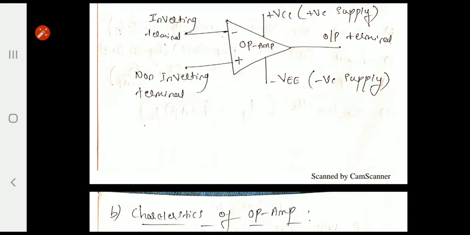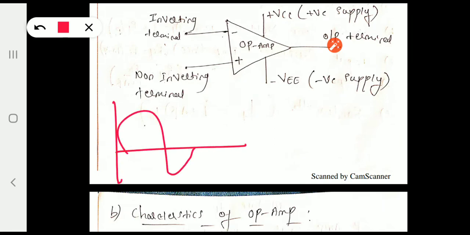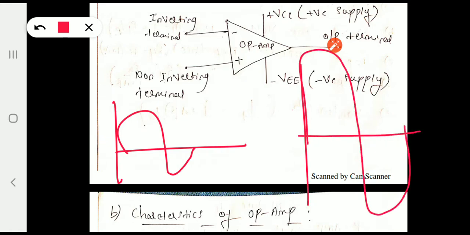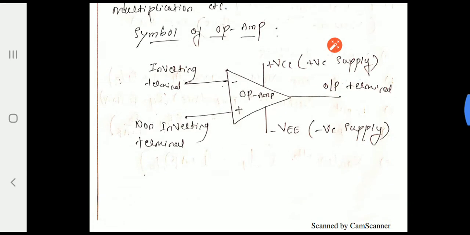Similarly for non-inverting, this should be provided with ground, Vin here, and we get the V0. The only change here is that the output with respect to input has no phase shift. If this is an input, we get the output only amplified, but the phase remains the same, hence it is non-inverting, meaning there is no inversion. So this is about the basic symbol. These two are dual power supplies to turn on the op-amp, and this is V0 to measure the output.